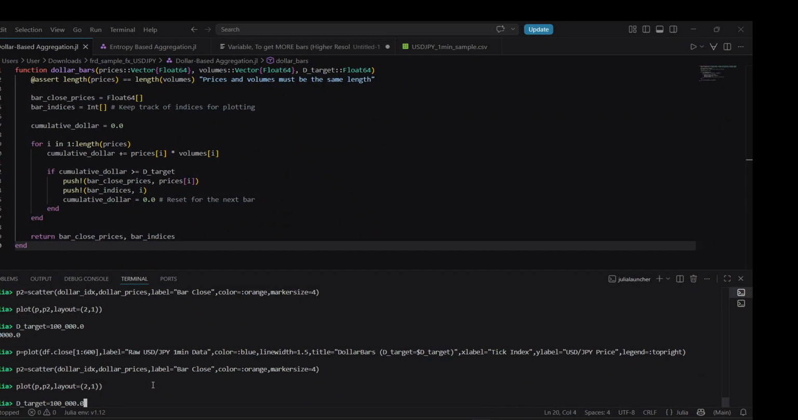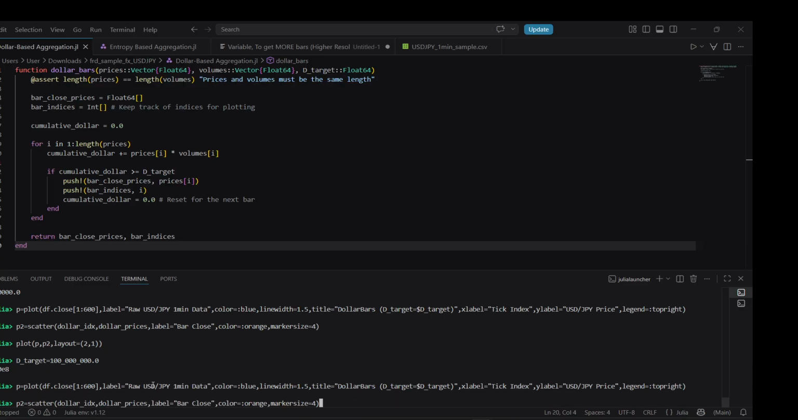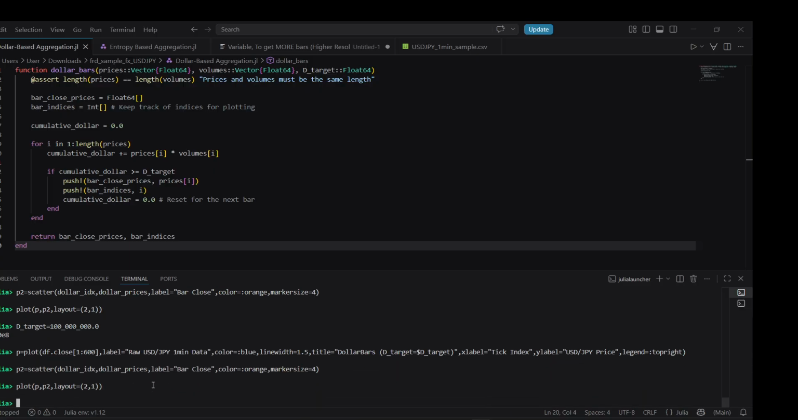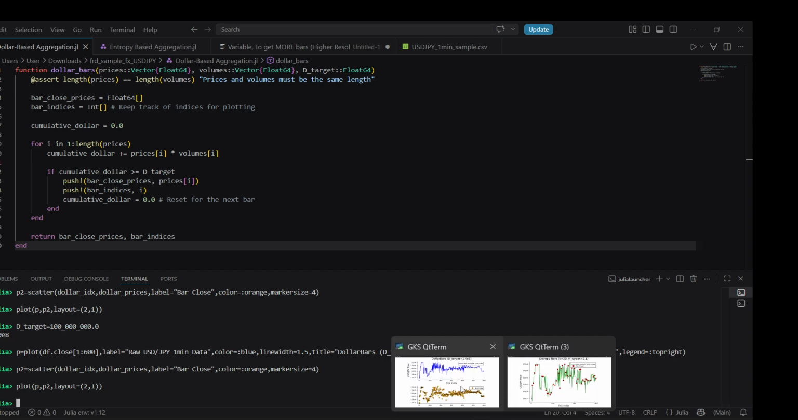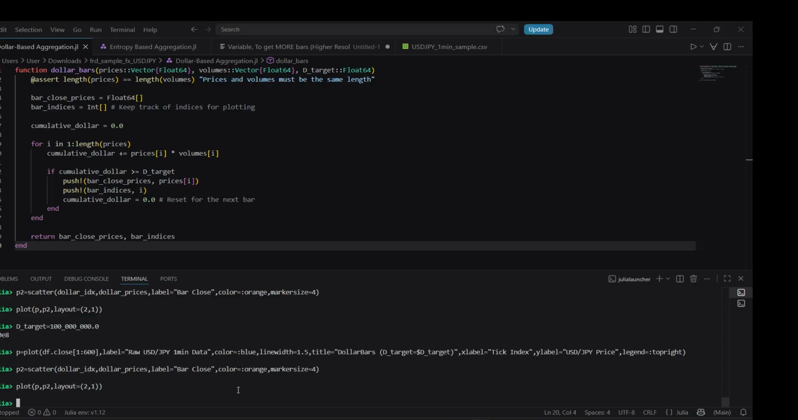Now let's look at a big number. I'm going to go straight to the 100 million mark. I'm not even going to try to increase it incrementally. As you can see, every time we increase the dollar target, the number of bars becomes smaller and smaller. Let's pick a very big number. I'm talking a billion, right? Let's say $1 billion worth of trades has exchanged hands.